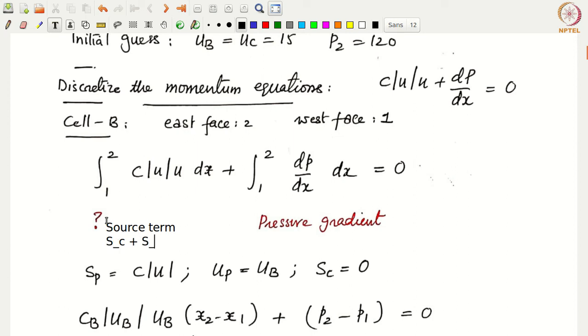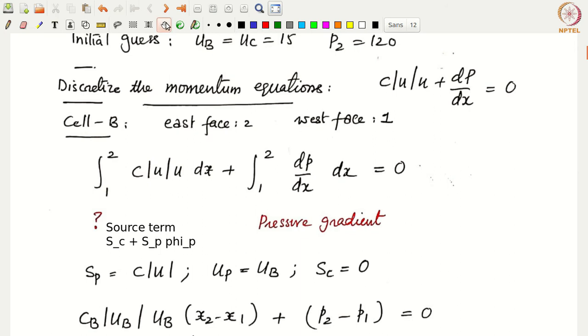SC plus SP Vp. So if you consider U as UP, meaning U2, then this comes as your SP. Basically SC equals 0 and SP equals C mod U. And SP of course also needs to be evaluated at the cell centroid. So the cell centroid for this particular 1 to 2 is basically B. Essentially everything has to be evaluated at B, and UP would be equal to UB, and SC equal to 0.